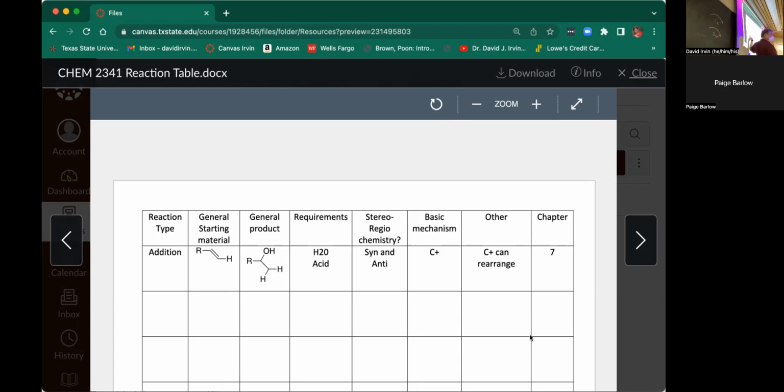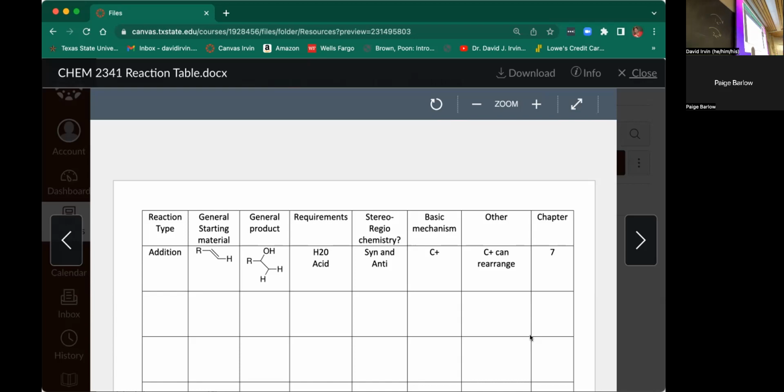So here we're going to have elimination reactions, substitution reactions. SN1 is going to be its own thing. You're going to have a general starting material as an alkyl halide. And you're going to put here secondary or tertiary, because SN1 reactions require secondary or tertiary. Requirement is polar protic solvent. General product is going to be a substitution product that is mixed. We have mixed stereochemistry. It's going to be half R, half S, because it formed that carbocation, top and bottom.